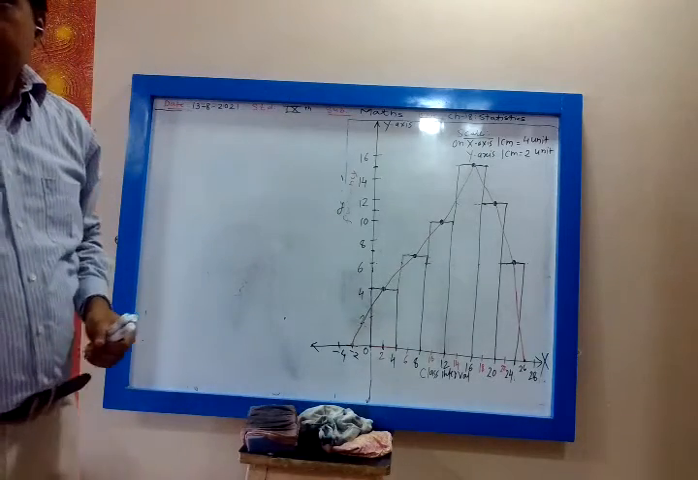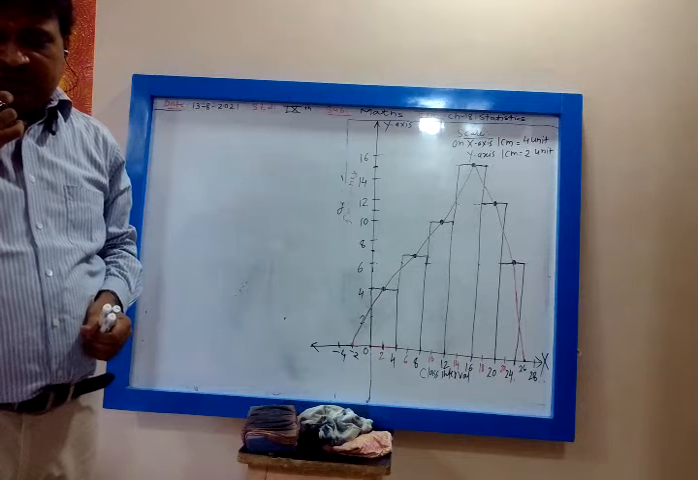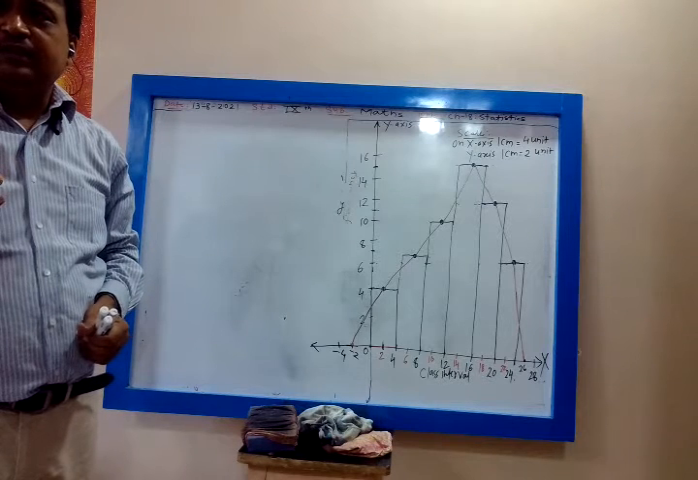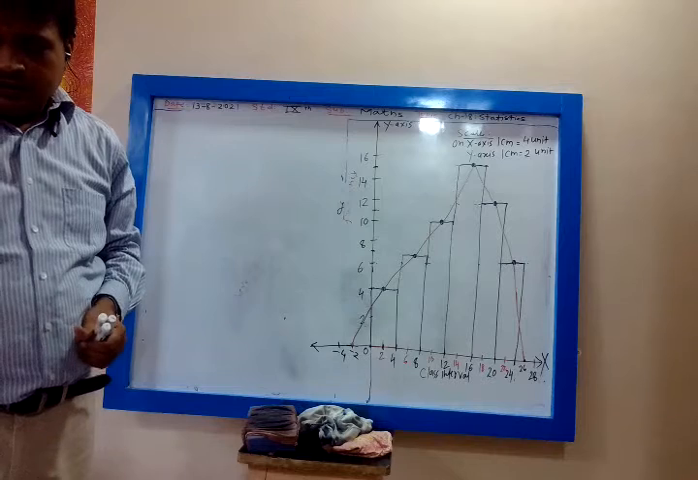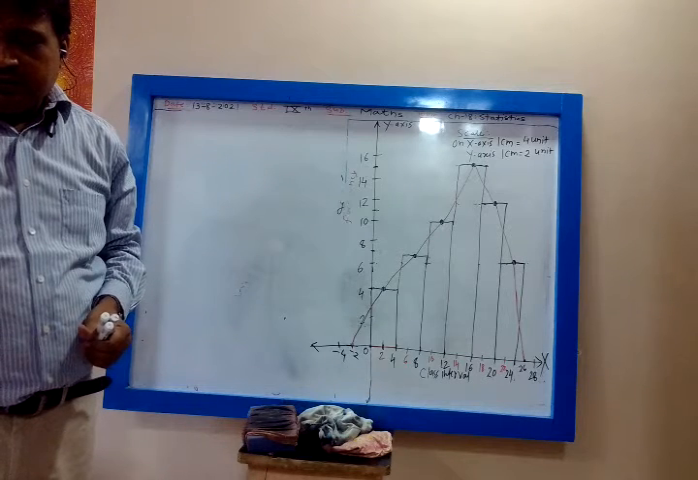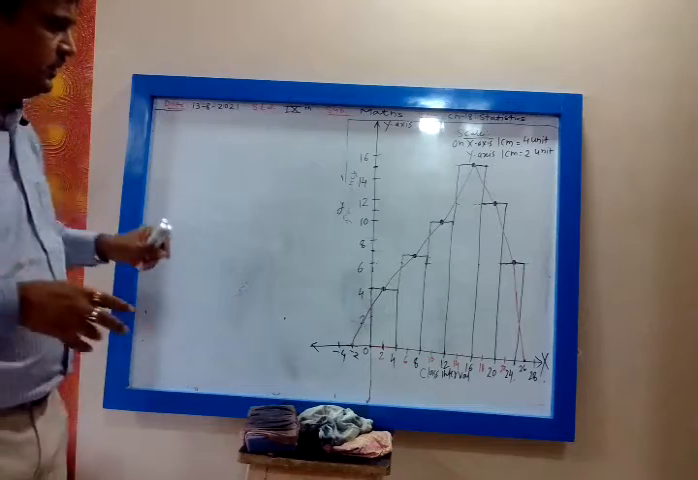For the second one, what is the previous class interval you will take? Previous class interval: -10 to 0. And at the end, 60 to 70 with 0 frequency.